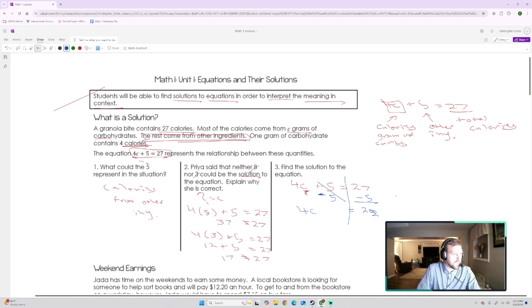All right, and then how do I solve for C? Well, if I got 4C equals 22, I'm going to divide both sides by 4 because they're multiplying. So we're going to divide both sides by 4, and we get C equals 22 over 4, which I believe is 5.5. All right, just double checking my work on my calculator here. Yeah, that's what I got, 5.5. Okay.